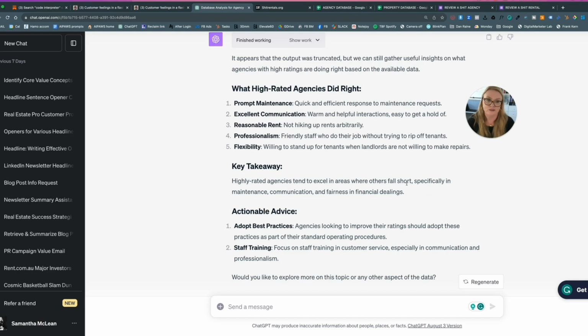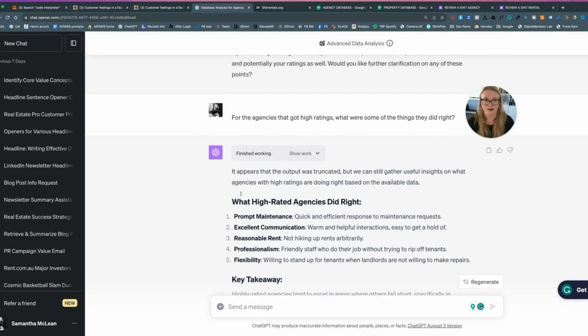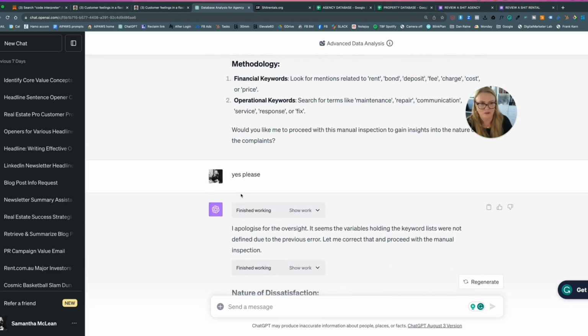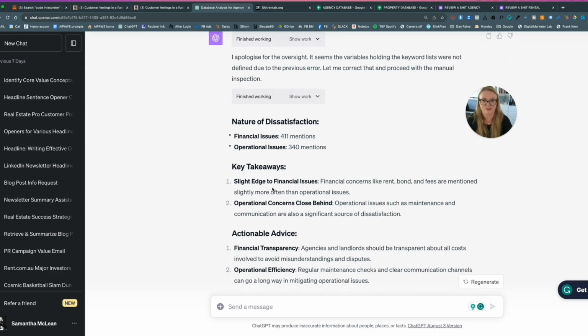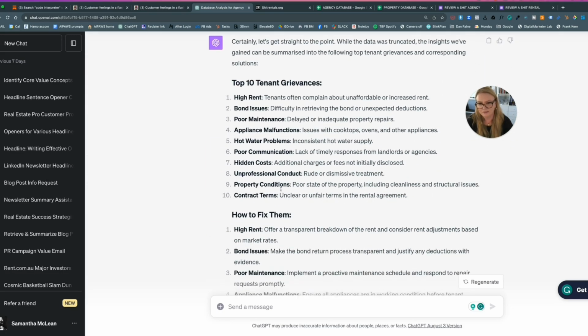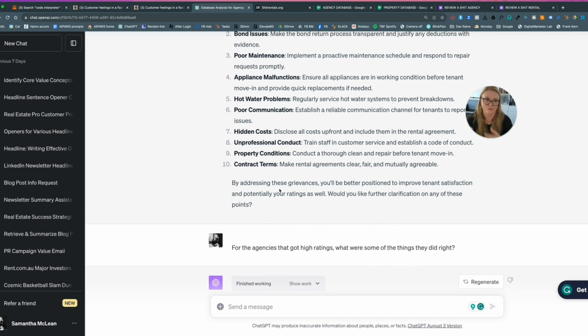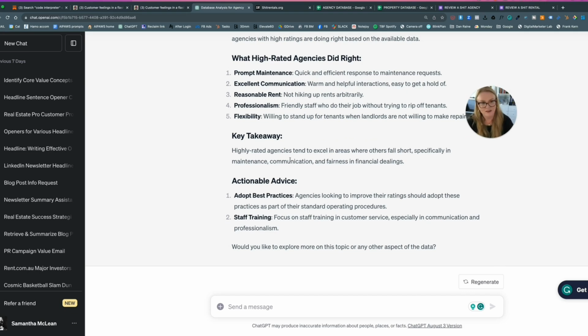Highly rated agencies tend to excel in areas where others fall short, specifically in maintenance, communication, and fairness in financial dealings. So I think we could go on with this forever. But what I'm trying to do here is, the whole idea of being named on one of these websites, or the fear of a bad Google review, it's real. Nobody wants to be not liked, but being able to learn from these experiences to be able to fix things, if you're not aware of these things, then you can't fix them. So I think websites like this, as hard as it might be, you've just got to approach them with a sense of curiosity and see what you can learn from them. Use the AI tools, and it will give you a definite edge on your competition. So I hope looking at this in this way has been useful, and I'll see you in the next video.